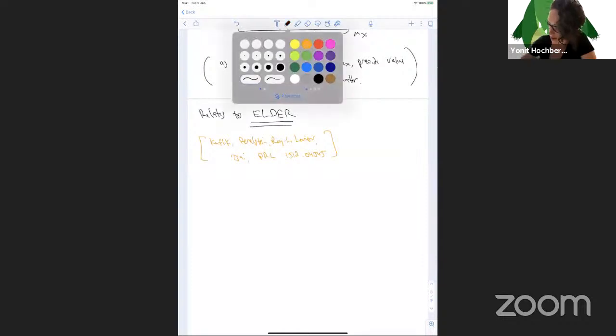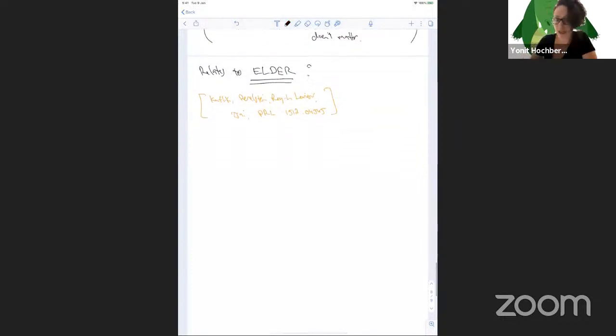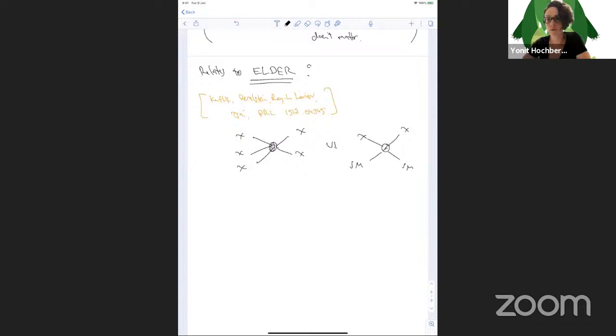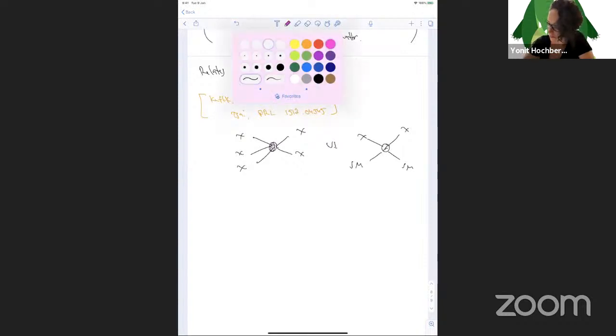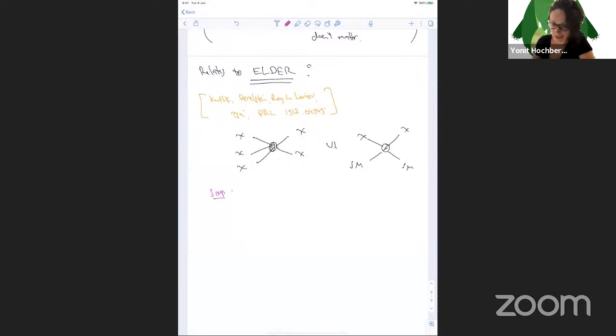Let's take a look at these two processes that we've come to understand. They're crucial in SIMPs. In SIMPs we have 3-to-2 self-interactions of chi's, and also elastic scattering of chi's off of light standard model species. In the SIMP mechanism, the 3-to-2 process decouples first, and it determines the relic abundance. The elastic scattering is active during freeze-out, so it decouples second.